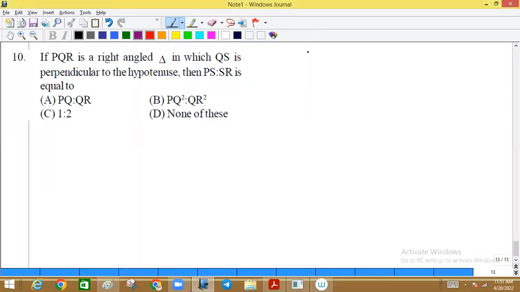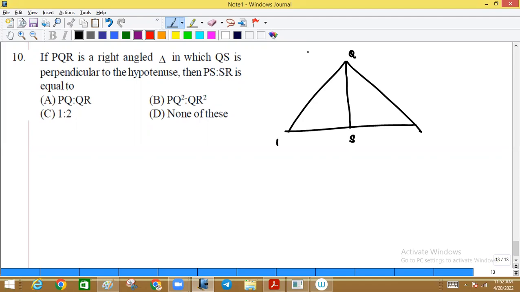This is based on the basics that we have discussed. If PQR is a right angle triangle in which QS is perpendicular to the hypotenuse, QS is perpendicular to the hypotenuse means you are drawing a line from Q. So Q, you're drawing a line from Q, what are the other two vertices? P and R. PR is the hypotenuse. You are drawing a perpendicular on the hypotenuse. Q is 90 degrees. Yes or no?